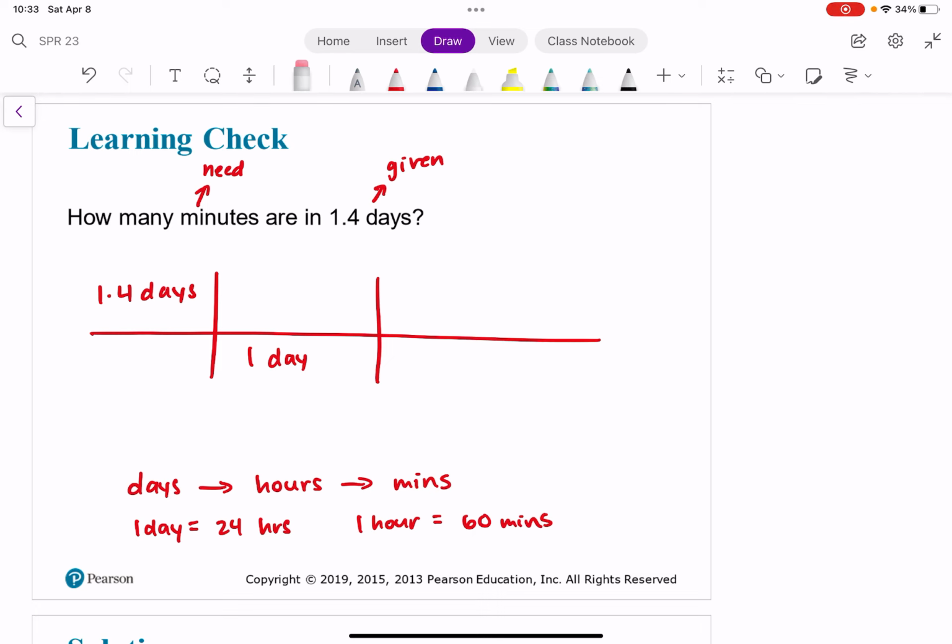No, I don't have a conversion factor that links minutes and days. You might, but I don't in this problem here. So I have 1 day equals how many hours? 24 hours. Okay, and now we can cancel out those days, and we're left with hours. Are we done? No, we wanted to get to minutes.